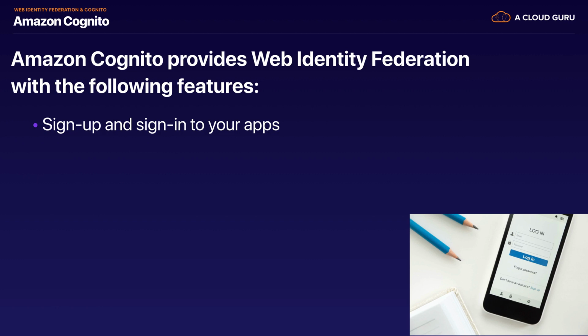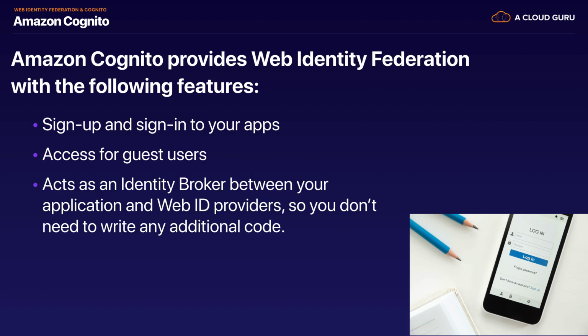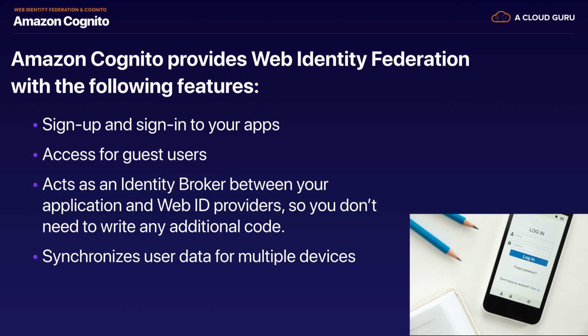So you can sign up and sign in to your apps using Cognito. You can add access for guest users. It acts as an identity broker between your application and your Web ID providers. So you don't need to write any additional code. You don't need to go in and write the code that says sign in from Facebook or sign in from Google. Cognito handles all of this for you, and it synchronizes your user data for multiple devices.